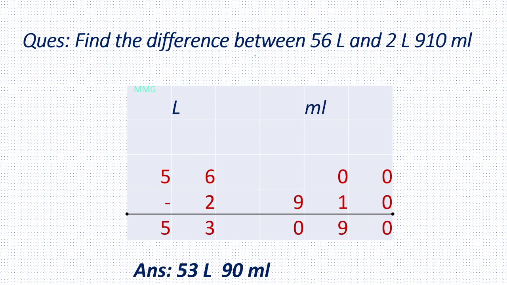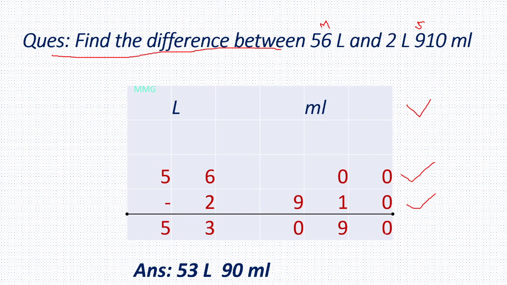Next question is, find the difference between 56 liter and 2 liter 910 milliliter. Children, look here, your question is difference. Now children, the bigger capacity, 56 liter, we will write as minuend over here, and this one is your smaller capacity, we will write as subtrahend over here. So first step, write the units. Second step, write the bigger capacity, then the smaller capacity, and then do the subtraction.